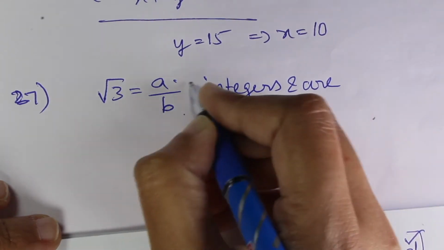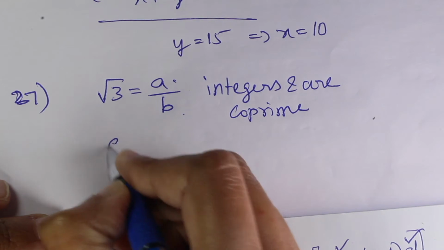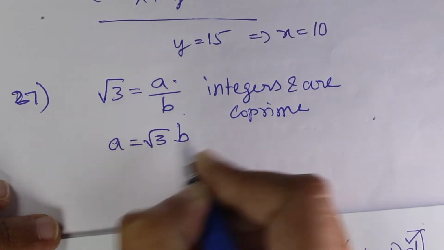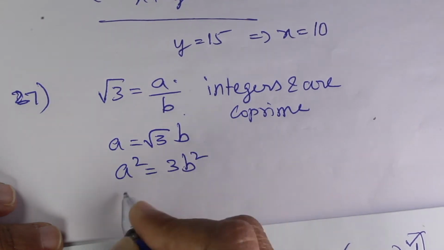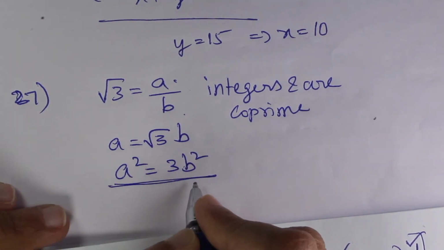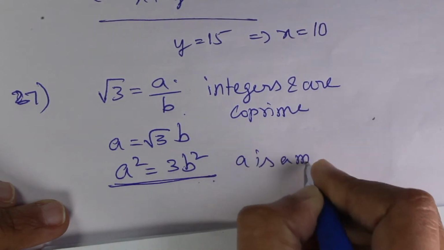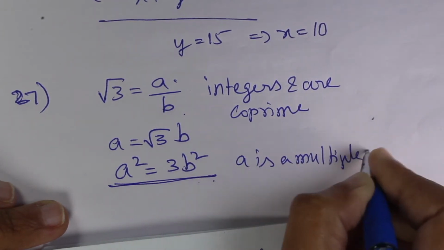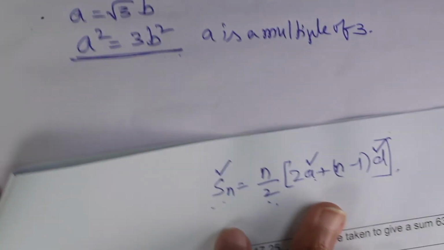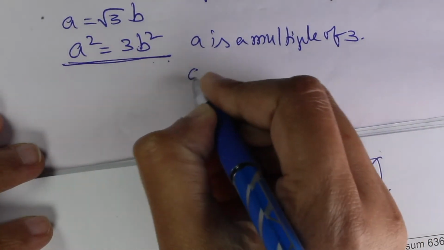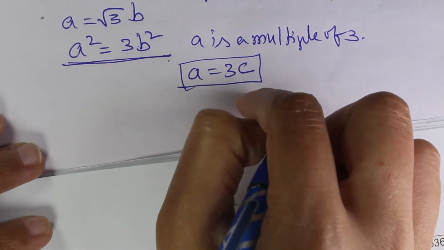That is, a and b do not have any common divisor other than 1. Now a is equal to root 3 into b. Squaring on both sides, we get a square is equal to 3b square. From this we find out that a is a multiple of 3. So a can be written in the form of 3c. Let us assume a as 3c, because a is a multiple of 3.